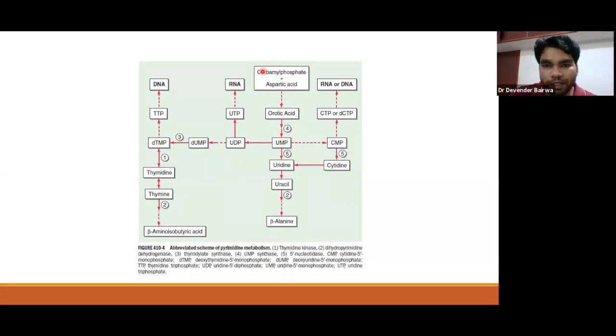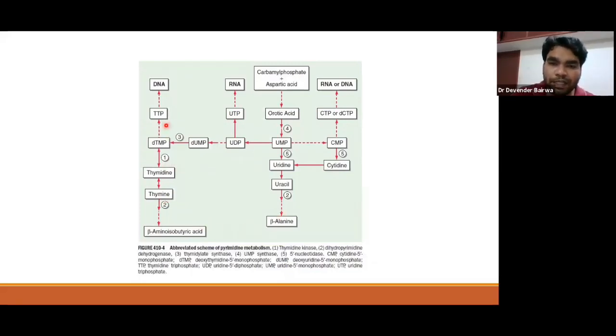So we start from here: carbamoyl phosphate plus aspartic acid forming orotic acid, forming UMP with the help of UMP synthase. Then it will form uridine with the help of 5' nucleotidase enzyme. Here it can convert to CMP, then cytidine is formed with the help of 5' nucleotidase enzyme. Then here what you can see, UDP is being converted to TMP with the help of thymidylate synthase. Then thymidine kinase forming thymidine, then ultimately thymine, and this thymine and uracil can be broken down to their end products with the help of dihydropyrimidine dehydrogenase.